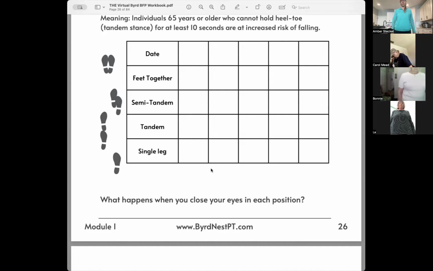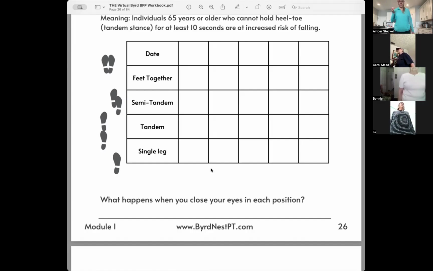Good. For those of you that this is super easy, you can start wandering your eyes around the room. You can start turning your head more. Look up. Ooh, that got a little wobbly. Yep. And again, if you just practice this once a week, twice a week, you'd be surprised how much better you'll feel.